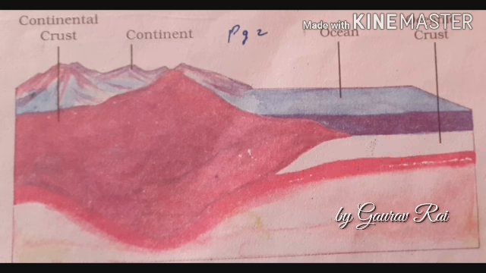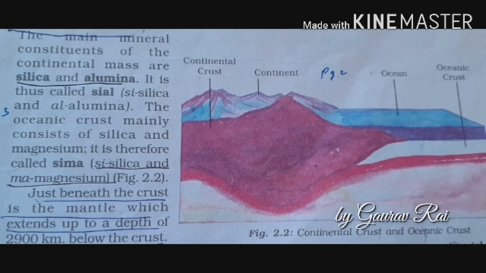Come on, the next. The main mineral constituents of the continental mass are silica and alumina. What are the mineral components? Silica and alumina. And you can say it Sial. You can take Si from silica and Al from alumina.